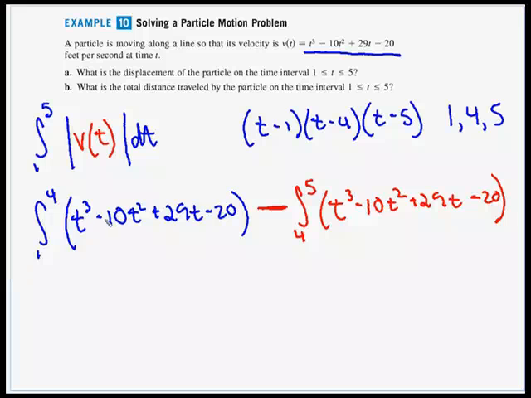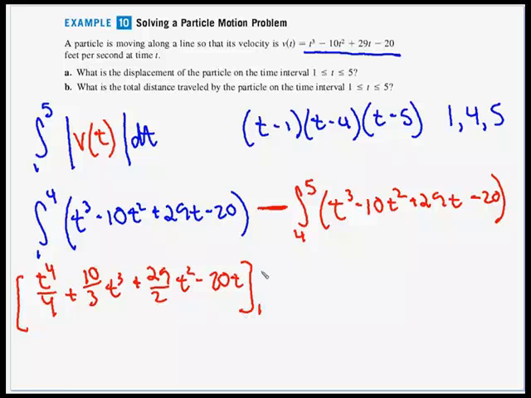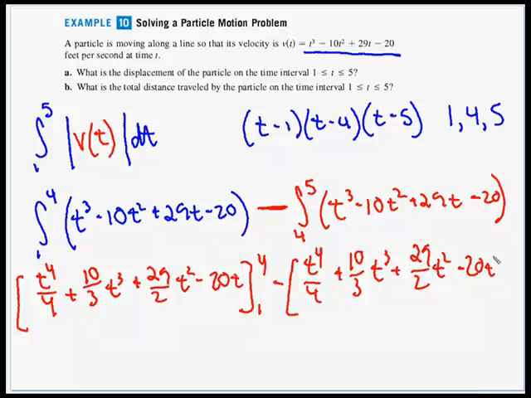So what we're going to do here, we're going to take our antiderivative just like we did in part A. We're going to get t to the 4th over 4 plus 10/3 t to the 3rd plus 29/2 t squared minus 20t from 1 to 4. And then we're going to subtract t to the 4th over 4 plus 10/3 t to the 3rd plus 29/2 t squared minus 20t from 4 to 5.